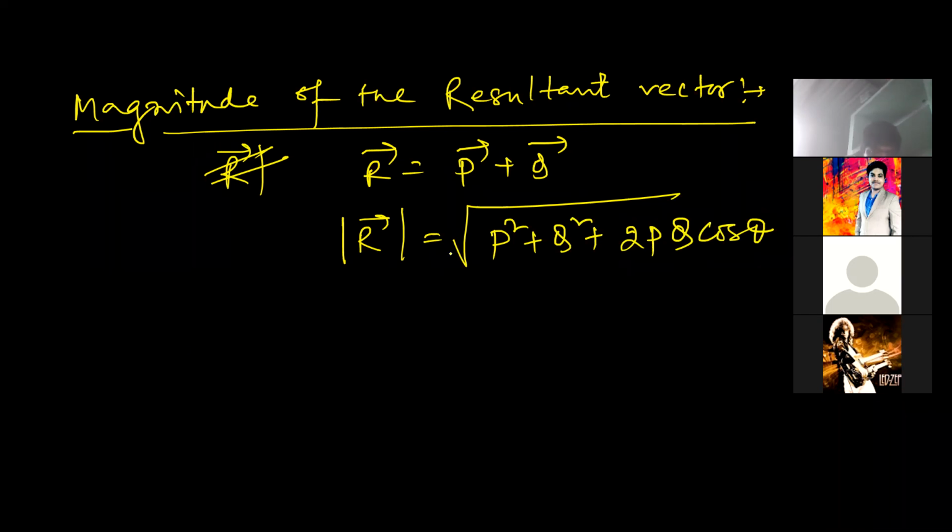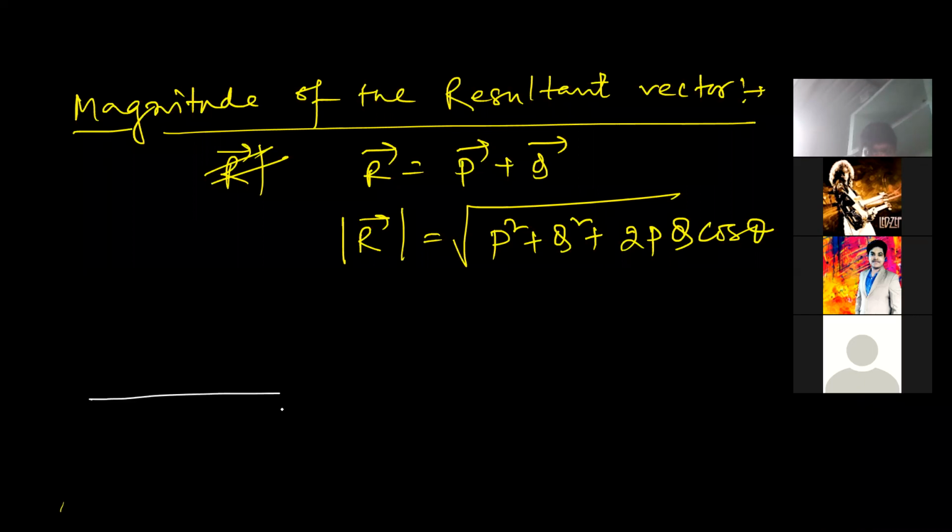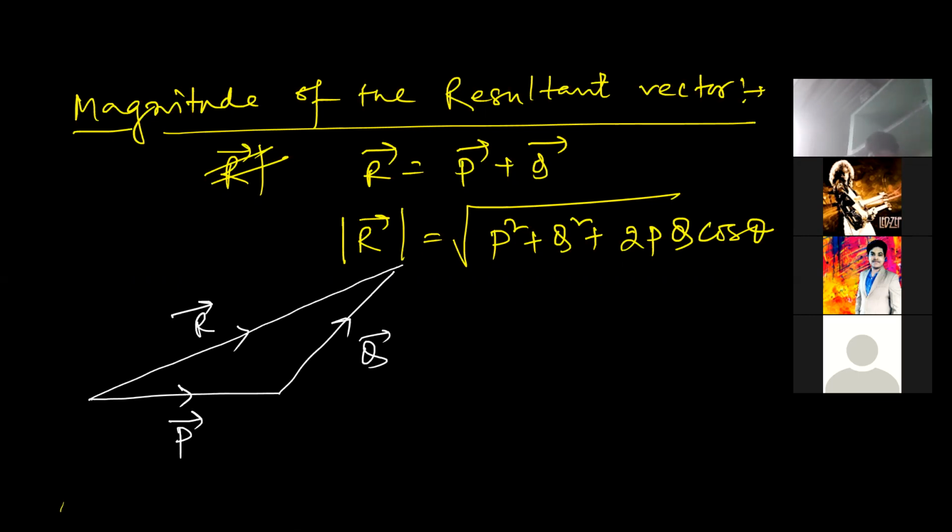So I'm just going to prove that expression, so I'm drawing the previous figure again in this slide. This is one side of the triangle, this is another side of the triangle. Along one side of the triangle, we have represented vector P. Along another side, we have represented vector Q. And by the closing side of the triangle, we have represented the resultant vector, right?